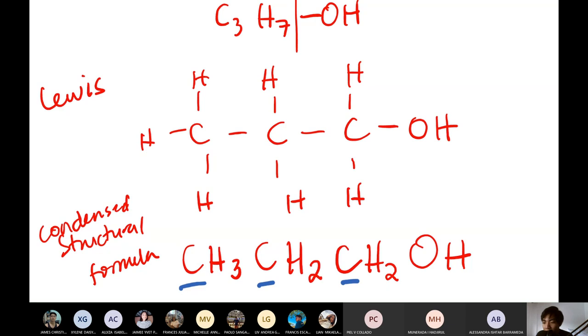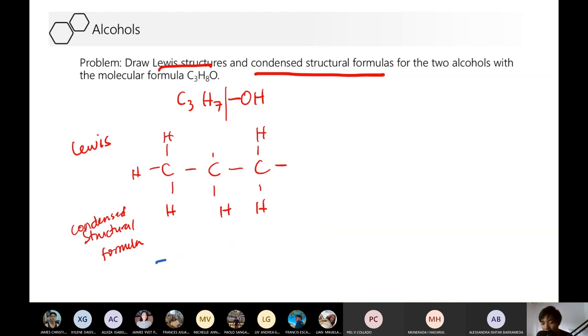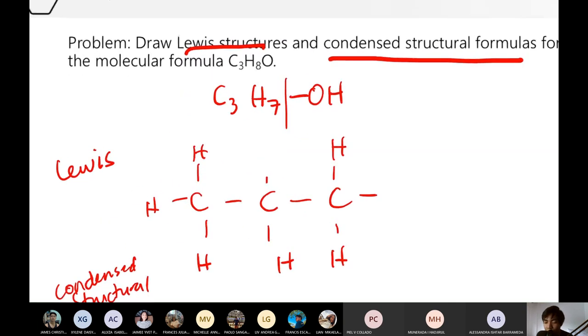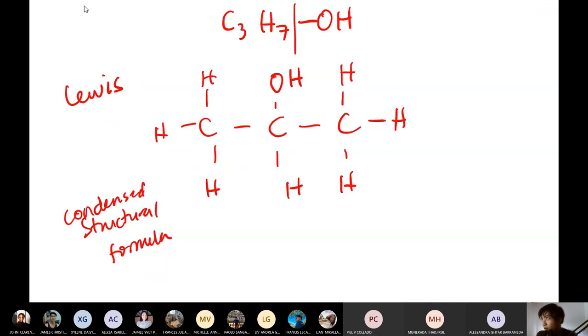Okay, so try natin. Instead of placing the OH sa dulo, ilalagay ko siya dito sa second carbon. So burahin ko lang. Siyempre, magbabago yung structural formula natin. Isomer yan eh. So, magkakaiba sila ng structure. So, yung OH, lalagay ko siya dito sa gitna. So, yung H, lalagay ko sa dulo. Okay. So, this is another isomer of this formula, C3H8O. Okay. So, this is alcohol kasi may OH ka.